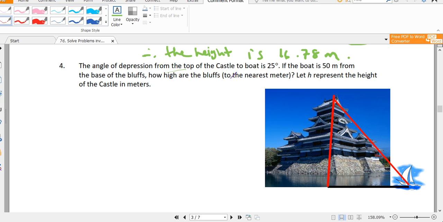The angle of depression from the top of the castle to the boat. So top of the castle. Labeling these can be tricky. It's all about perspective, okay? It's all about perspective.